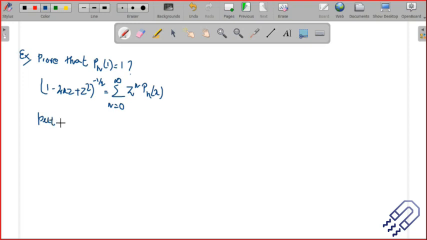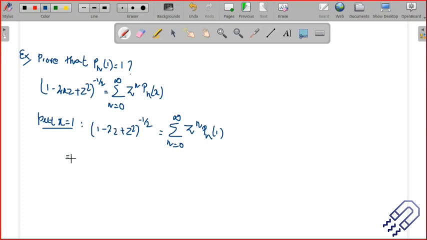Put x equal to 1, and if we do it, this would be nothing but (1 minus 2z plus z squared) to the power minus half is equal to the summation from n equals 0 to infinity of z to the power n P_n(1). So you see, you got P_n(1) here. You need P_n(1). That means P_n(1) is the coefficient of z to the power n. That means on this side also I have to find the coefficient of z to the power n. That's the aim.